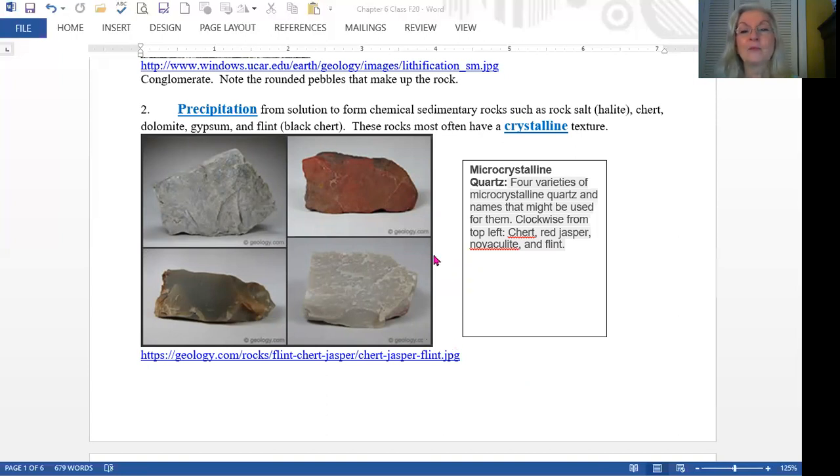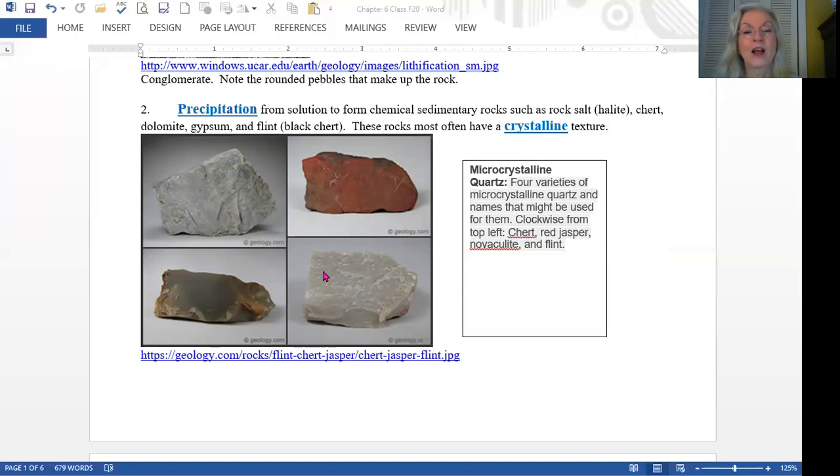As an example, chert is a sedimentary rock formed in this way. And these are 4 examples. All of them count as chert. Chert is really microcrystalline quartz. So the crystals that form during the precipitation process are so small you can't see them as individual crystals. If it is black and used for making tools, we would call it flint. If it's red, they oftentimes call it jasper.